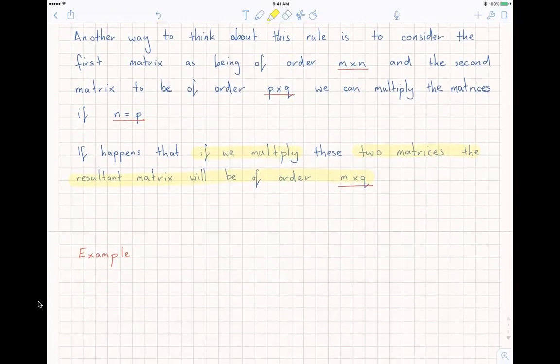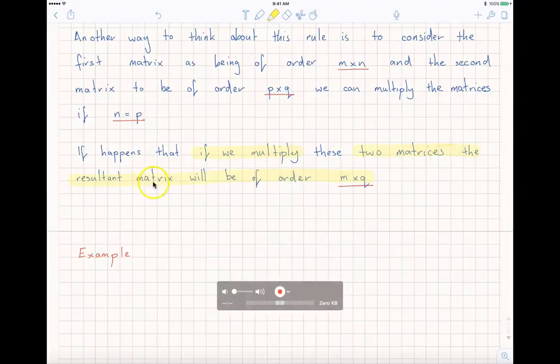So another way we can think about this rule is to consider the first matrix as being of order M by N and the second matrix to be of order P by Q. We can multiply the matrices if and only if N, the number of columns in A, is equal to P, the number of rows in B. It also happens that if we multiply these two matrices, the resultant matrix will be of order M times Q. So if N is equal to P, we can multiply them, and the matrix that we end up with is of order M times Q. So we'll do an example and then it'll start to make sense.